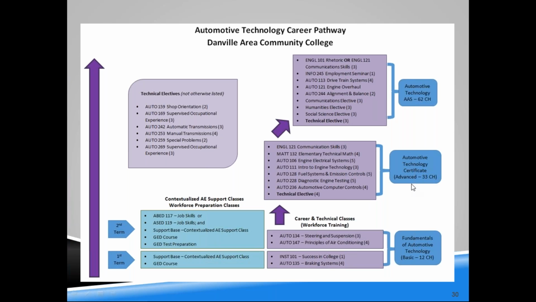And once they complete that and have this certificate, they can ladder then into the Automotive Technology Certificate, which is an advanced certificate at 33 credit hours. And these are the classes that are involved in that. And from there, they can choose to go into the AAS, or Associate of Applied Science in Automotive Technology, which involves 62 credit hours, and these are the additional classes required for that. This box over here shows electives that can be used for the elective spots that are in bold in the 2 boxes there.